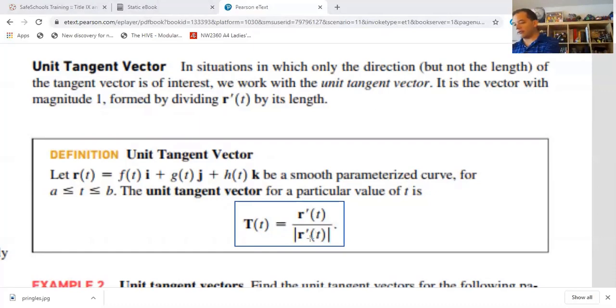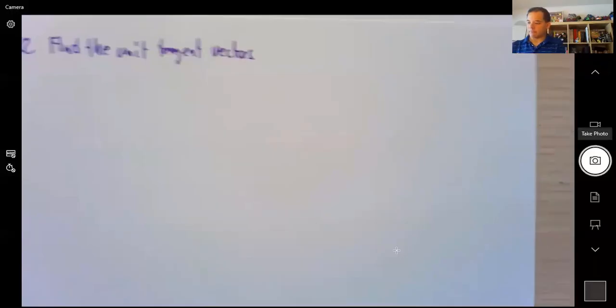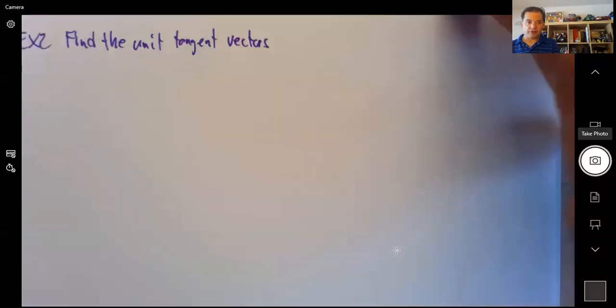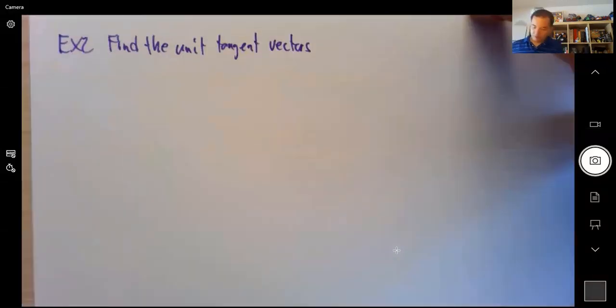So let's take a look at some examples. This will be example 2. It says find the unit tangent vectors. And it's denoted capital T, as you can see there, right there on the screen right now. Good. So let's figure it out. So here's part A.